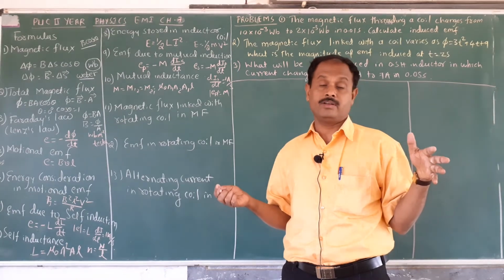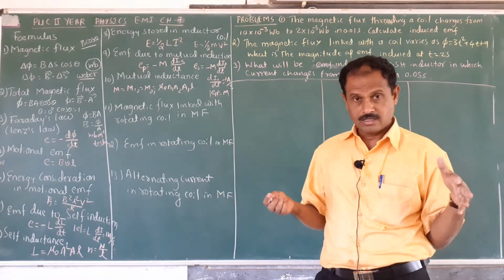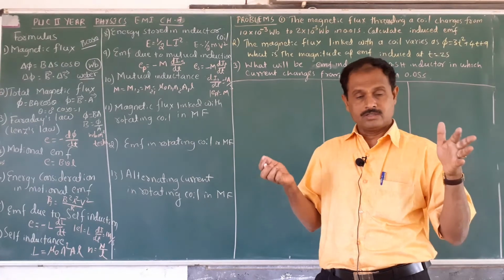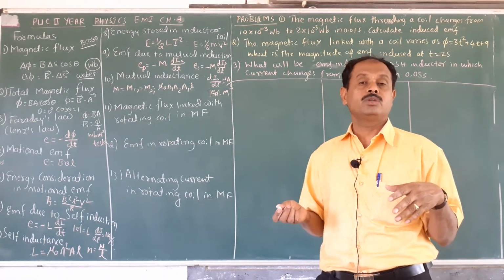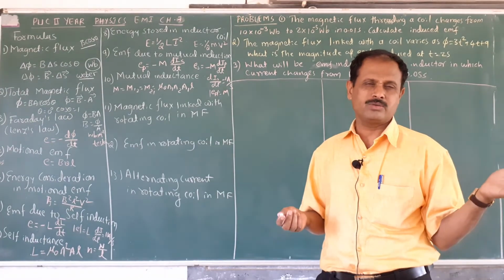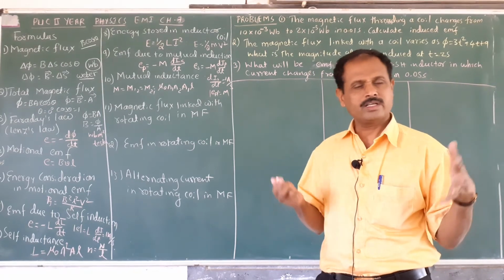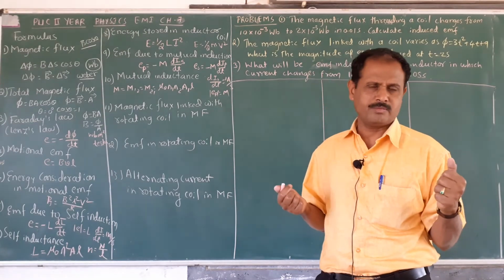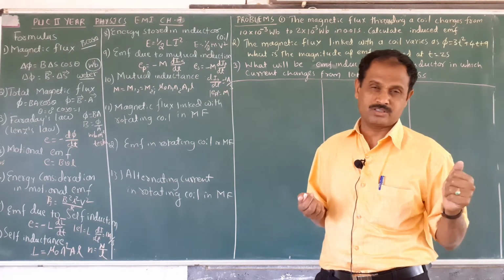That magnetic field is produced by the two concave pole pieces of the magnet. Sometimes you can use an electromagnet, sometimes you take permanent magnetic poles, concave pole pieces of the magnet.